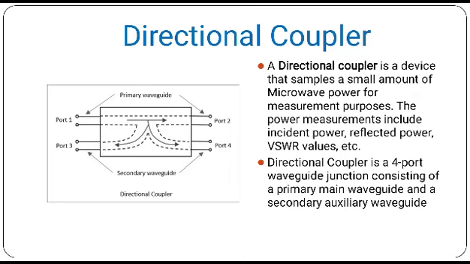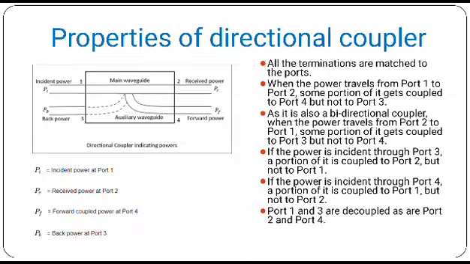Directional coupler. A directional coupler is a device that samples a small amount of microwave power for measurement. The power measurements include incident power, reflected power, VSWR. The directional coupler is a 4 port waveguide consisting of a primary, main waveguide and a secondary, auxiliary waveguide. So consider the properties of directional coupler. PI is the incident power, PR is the received power, PF is the forward power, PB is the back power. When the terminations are matched and power travels from port 1 to port 2, some portion gets coupled to port 4 but not port 3.